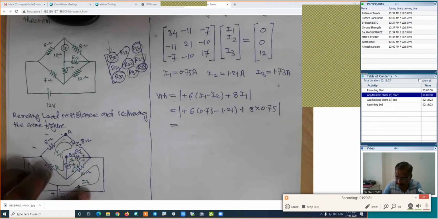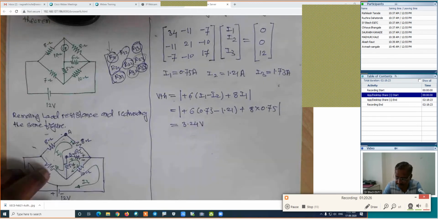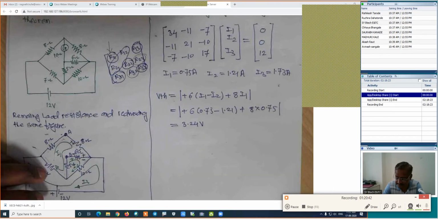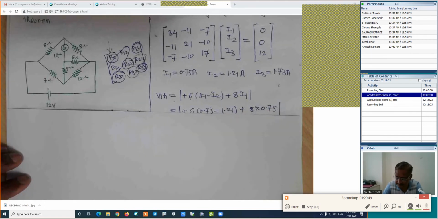3.24. This is 3.24 volt, the value of VTH. If we know the value of VTH, then we can find out the RTH. Now look here. How is the calculation of RTH?